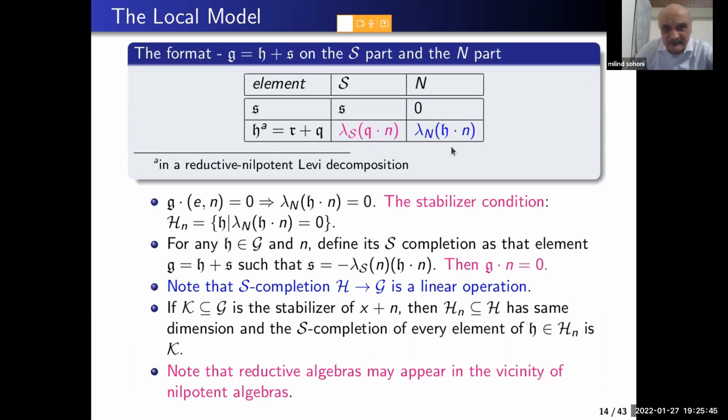And the main point is that for all points on that slice, the stabilizers K have a corresponding equal-dimensional subspace of H. So there's a faithful map of stabilizers on that normal slice to subspaces of H, the map of H completion. So this is really just the simple local model.